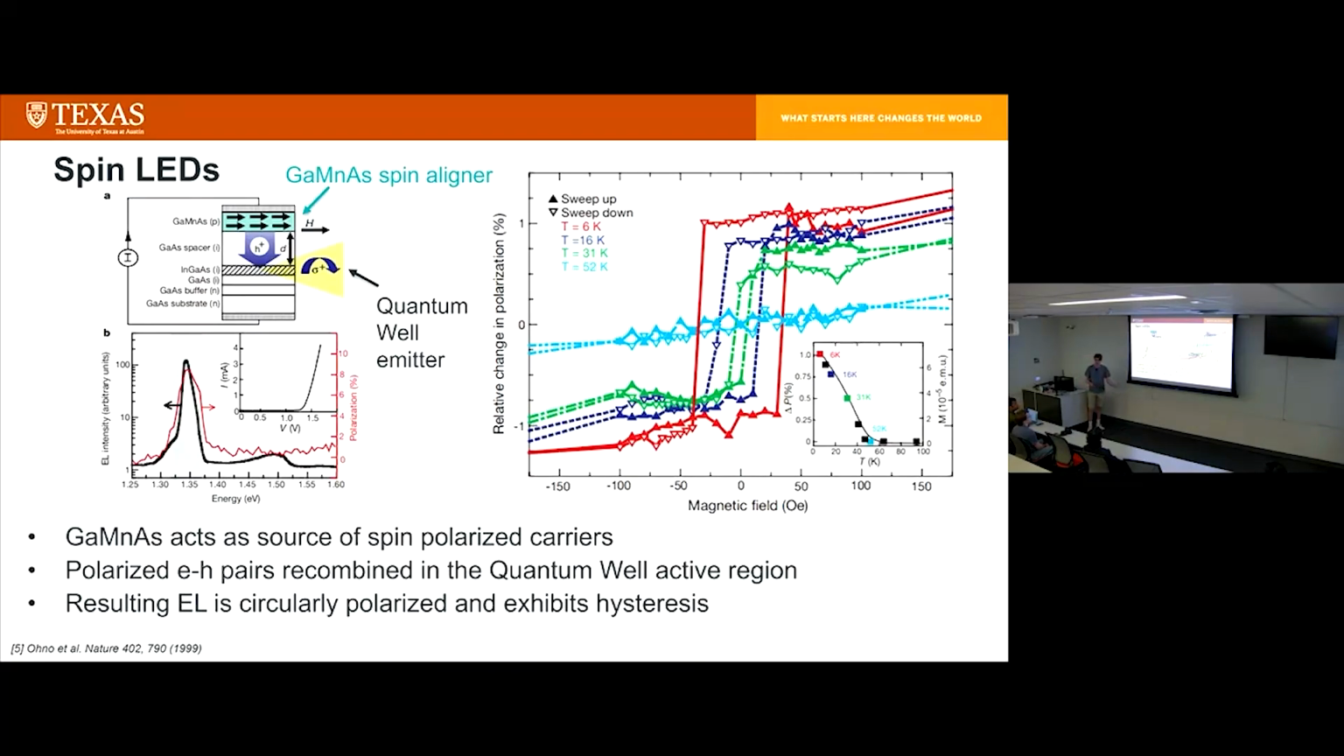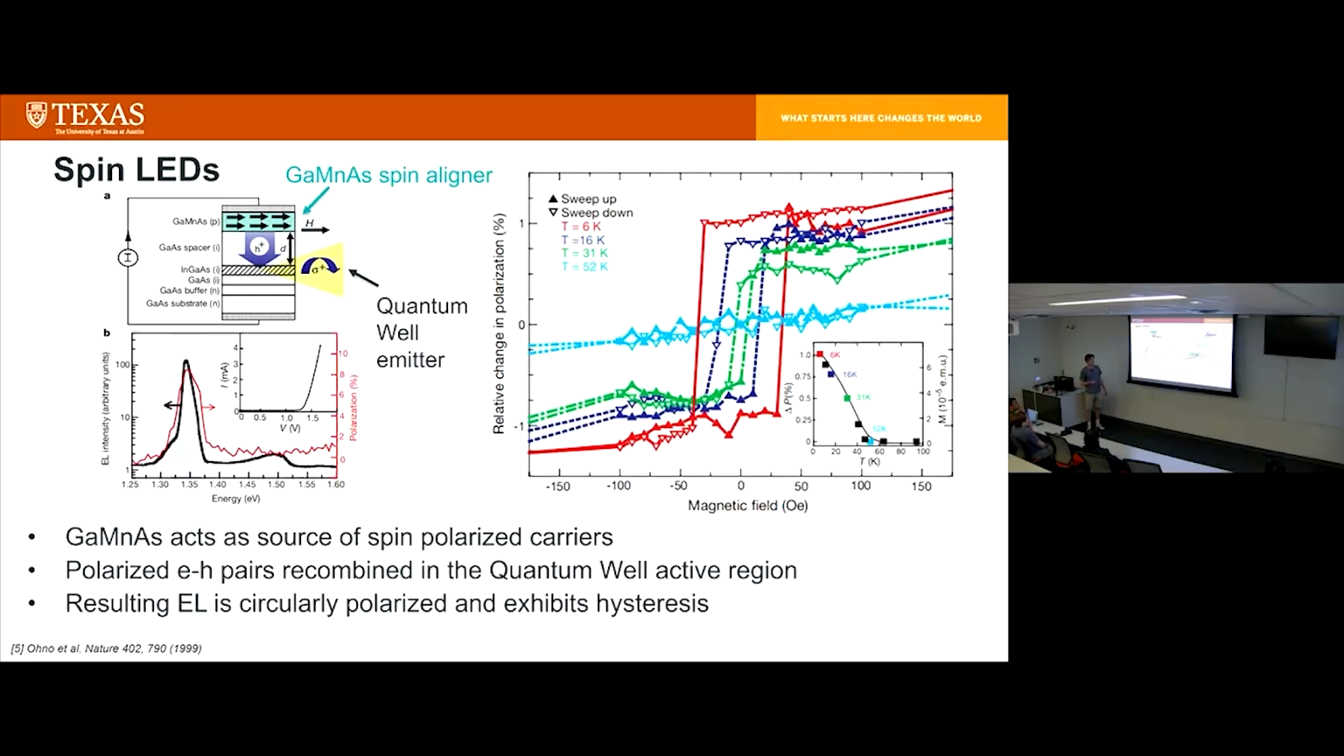So one unique device that makes use of these interesting properties is the spin LED. What the spin LED is, it's an LED that has polarized emission. And the way it works is you have a DMS, so in this case a gallium manganese arsenide spin aligning layer, which is polarized in plane. And you apply bias to inject a spin current into this indium gallium arsenide quantum well active region. And the electron hole pairs are spin polarized, and so their emission, when they recombine, is also polarized.